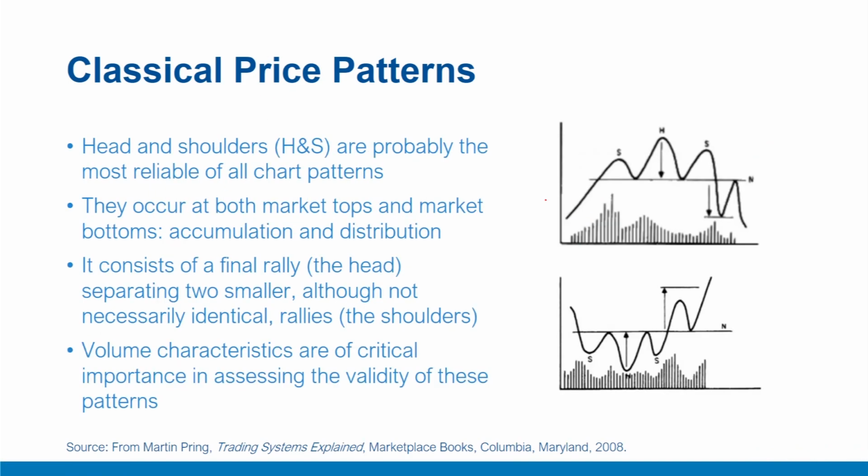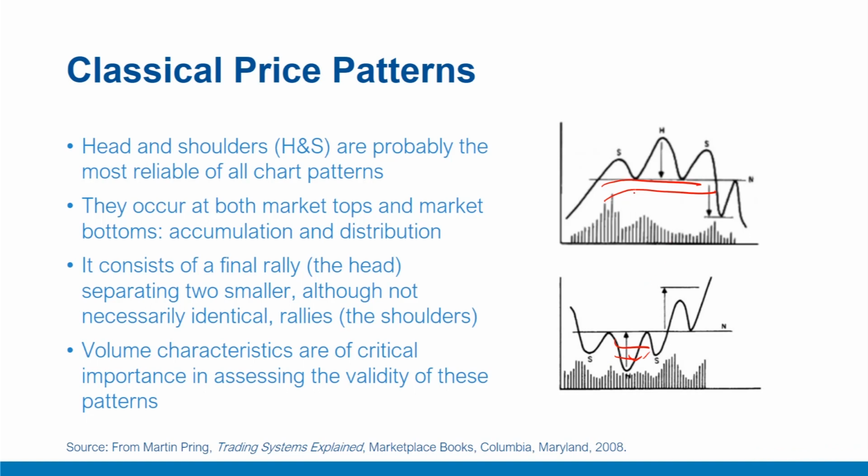Next, we have head and shoulders patterns, which are probably the most reliable of all the patterns. They occur both at market tops and bottoms, as we can see here in the figure. So there's a market top and bottom also. This figure shows a typical head and shoulders distribution pattern, where it moves from strong to weak hands, while the bottom one is an accumulation kind of pattern.